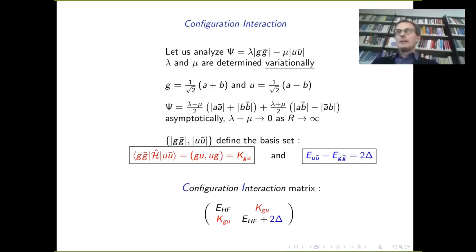And by using this, we can build up, in the basis set of the GG bar and UU bar determinants, the so-called configuration interaction matrix. And by diagonalizing this matrix, we can recover what was missing in this very elementary basis set. As you can see, this is just one atomic orbital on each side, but we can retrieve something that was missing in the Hartree-Fock description, having more flexibility in the description of the wave function. So two determinants in order to retrieve something that is physically acceptable.